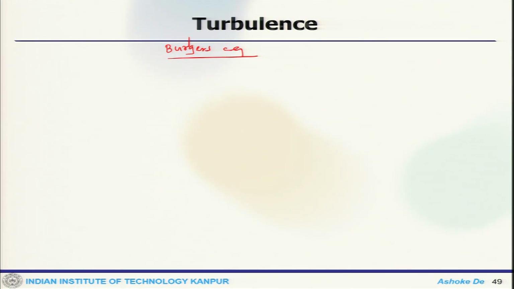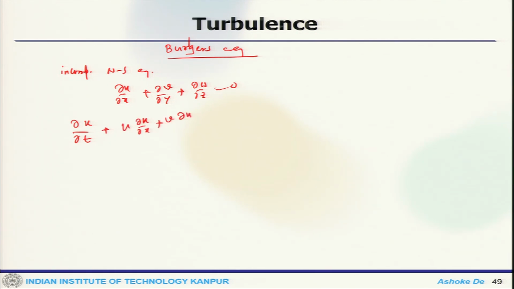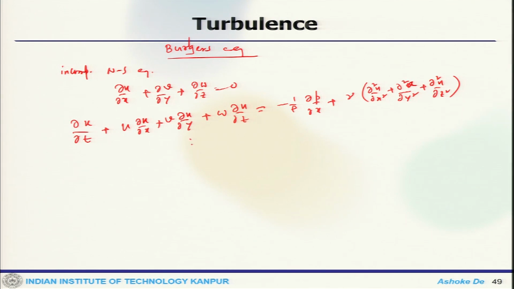Now, in the Cartesian coordinate system, if we write the incompressible Navier-Stokes equation, this would be continuity, and the x momentum will be del u by del t plus u del u by del x plus v del u by del y plus w del u by del z equals minus 1 by rho del p by del x plus nu times del 2 u by del x 2 plus del 2 u by del y 2 plus del 2 u by del z 2, and similarly the other momentum equations.